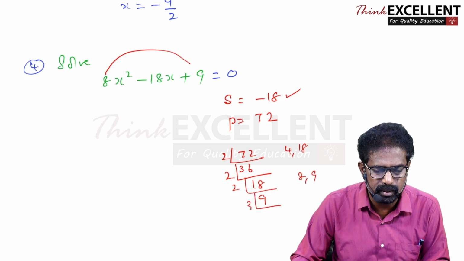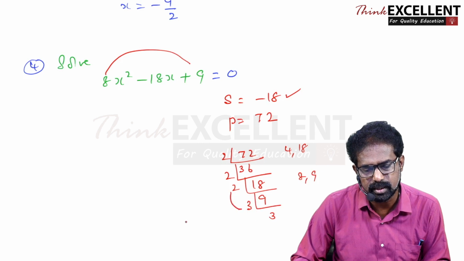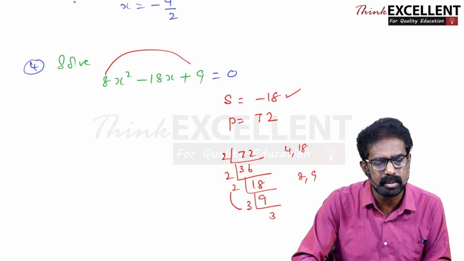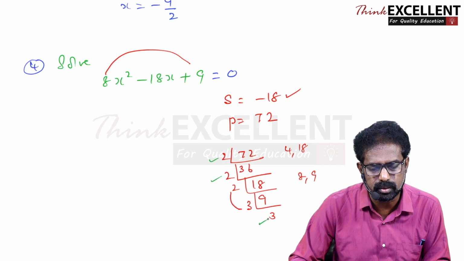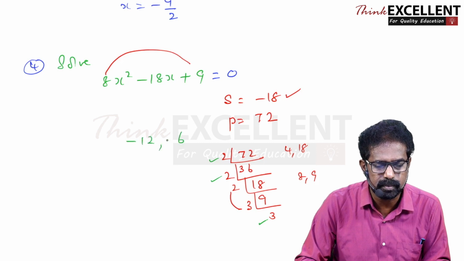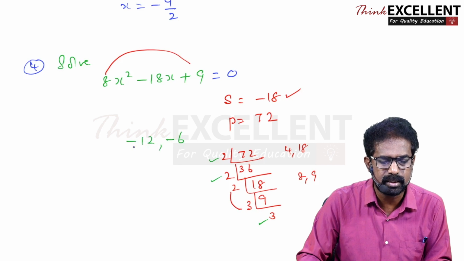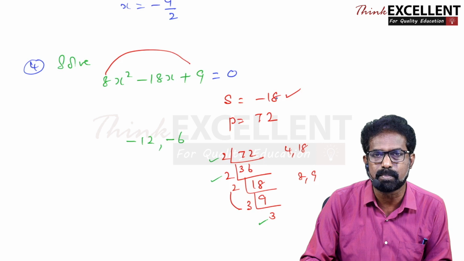So now 3 table, 3 3s are 9, right? Can you take it like this? 3 2s are 6, and the remaining 2 2s are 4, 4 3s are 12. 12 and 6, yes. Both you put minus. Check it, add it: minus 12, minus 6, you will get minus 18. Yes, the sum is minus 18.